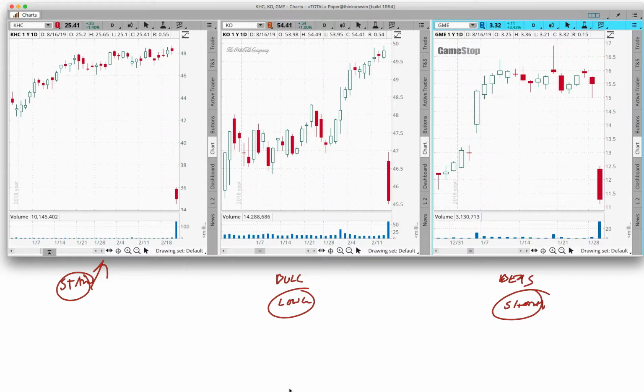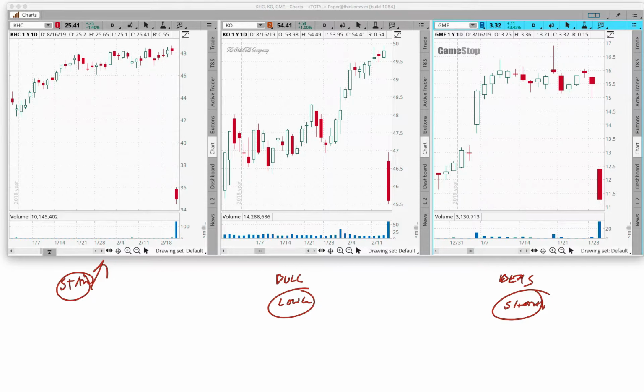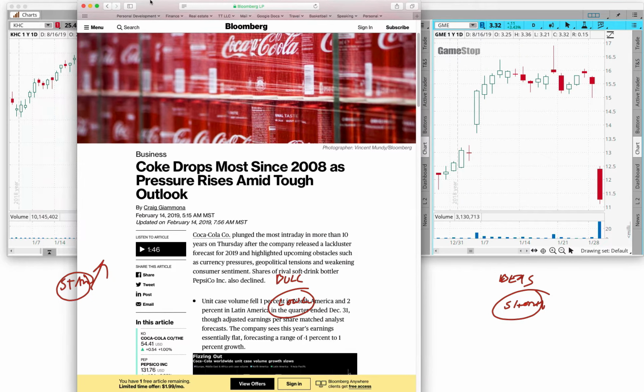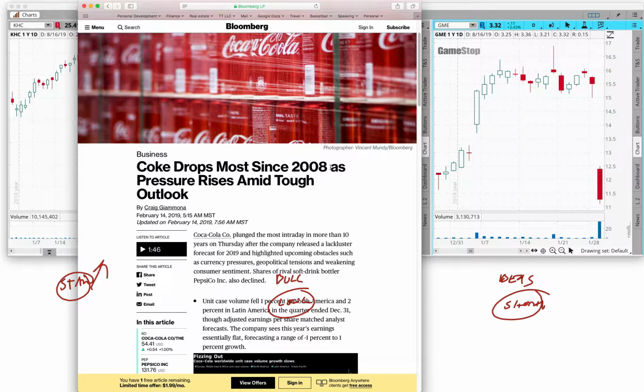Coke comes out, and Bloomberg reports Coke has its biggest drop in 10 years. So when you get a chance to buy Coke $5 cheaper, that's a 10% drop from $50 to $45. That's almost 10% off on Coke. That's a nice discount in my head. So Coke has its biggest drop since 2008 as pressure rises amid tough outlook.